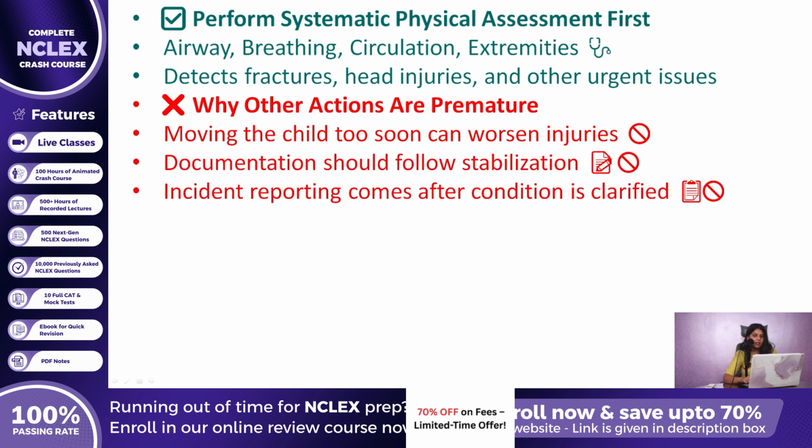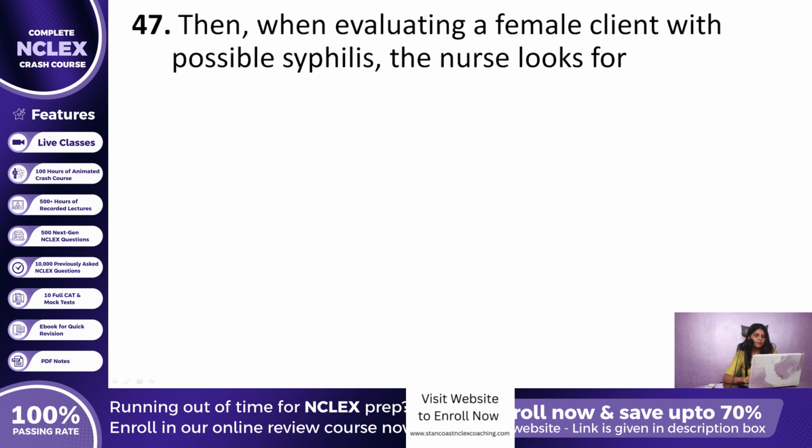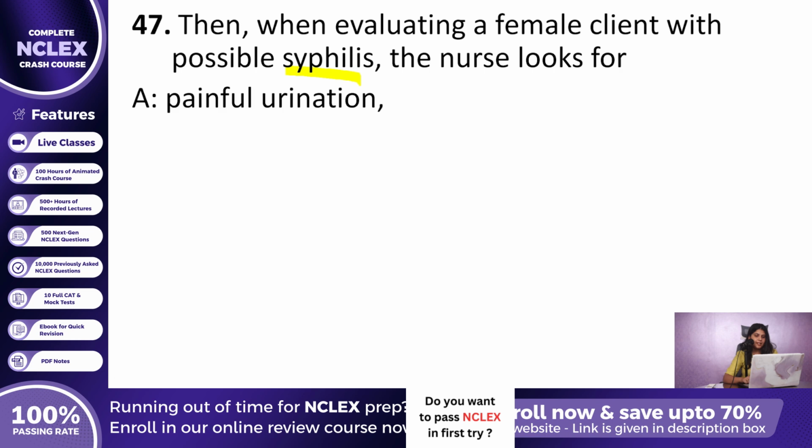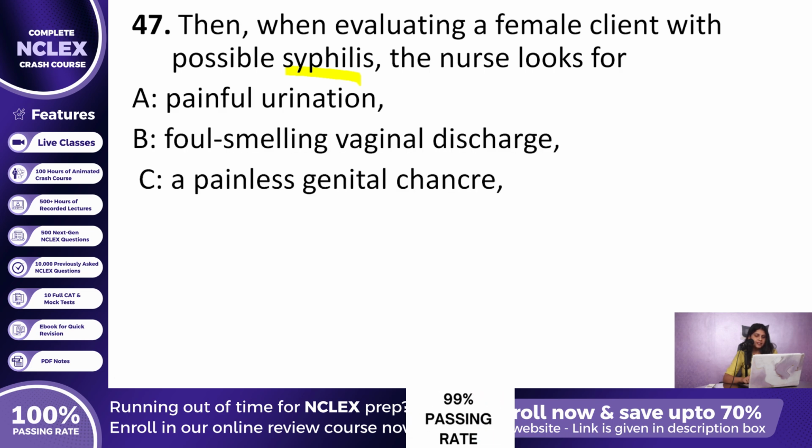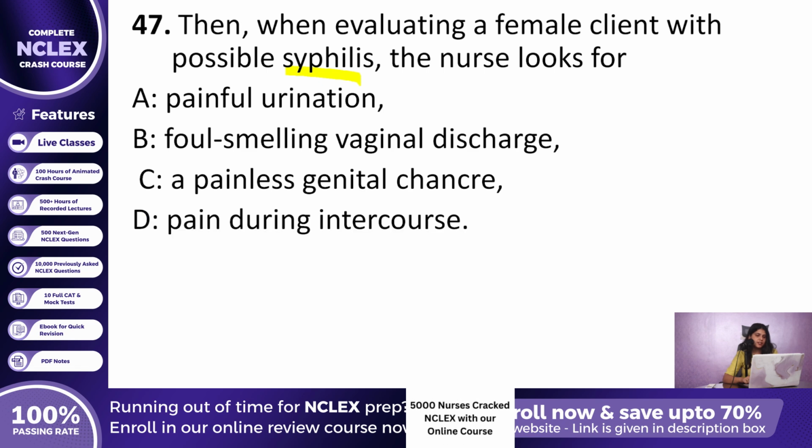Question 47. Then, when evaluating a female client with possible syphilis, the nurse looks for A. Painful urination. B. Foul-smelling vaginal discharge. C. A painless genital chancre. Or D. Pain during intercourse.